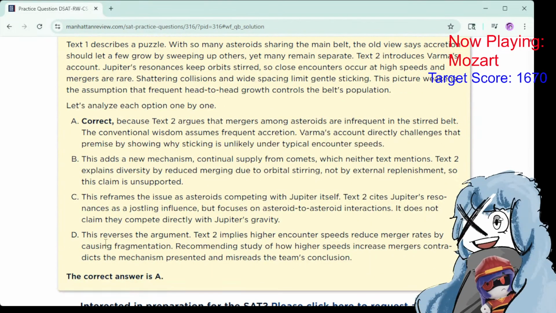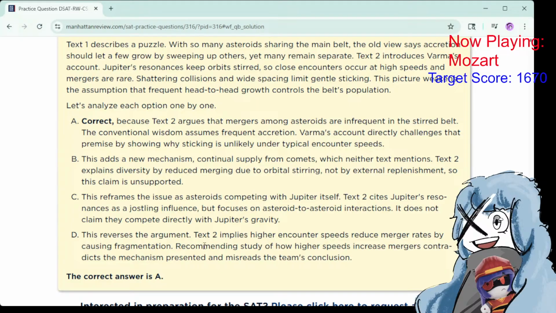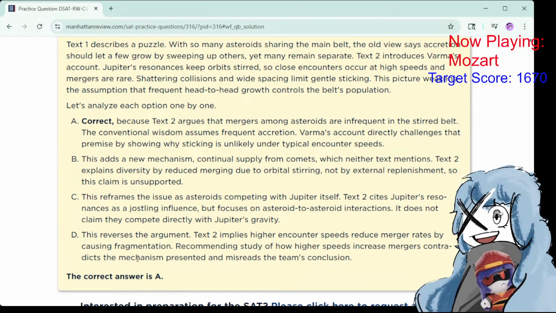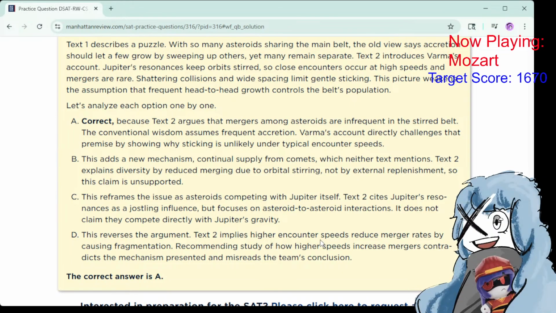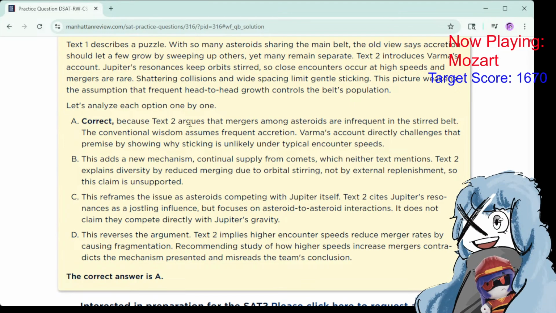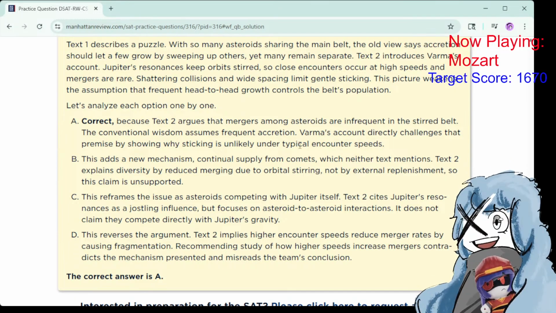D is not correct. It reverses the argument. Text 2 implies higher encounter rates reduce merger rates by causing fragmentation, so recommending study of how higher rates increase mergers contradicts the mechanism presented and misreads the team's conclusion. And A is correct because text 2 argues that mergers among asteroids are infrequent in the stirred belt. This convention assumes that frequent accretion, and so on.